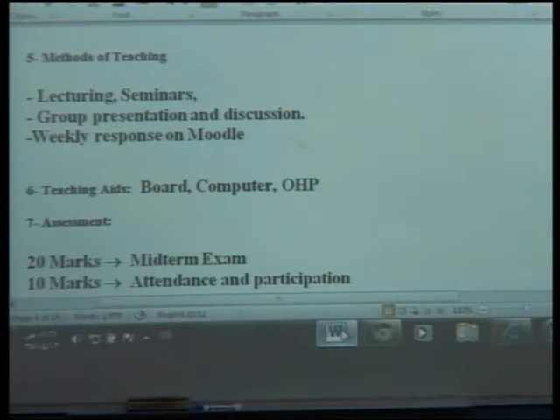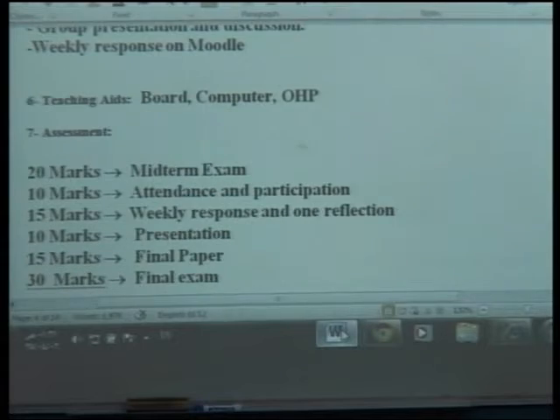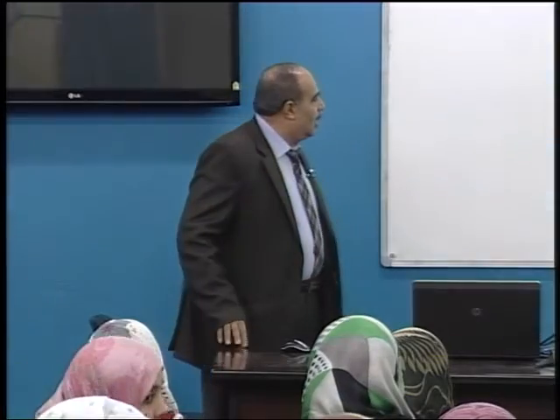Teaching aids: the board, the LCD, and perhaps the videotaped class, which is going to benefit you. Okay, assessment, how you're going to be assessed. 20 marks will go for the midterm, 10 marks for attendance and participation, and you should attend regularly. 15 marks for the weekly response.